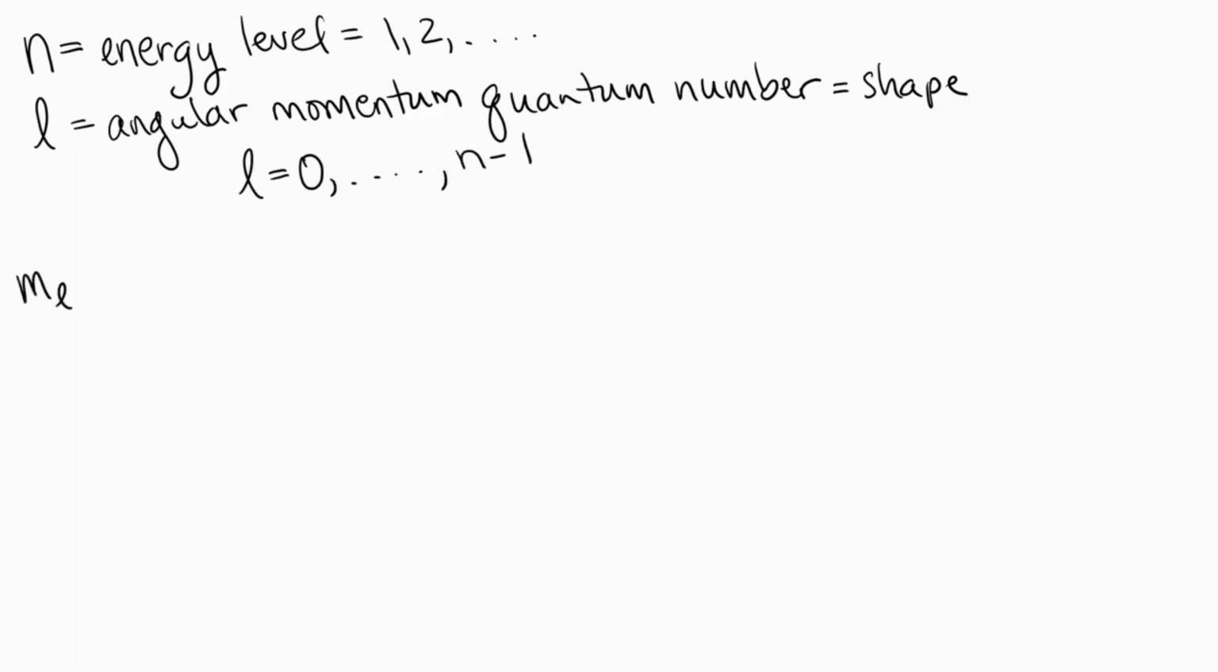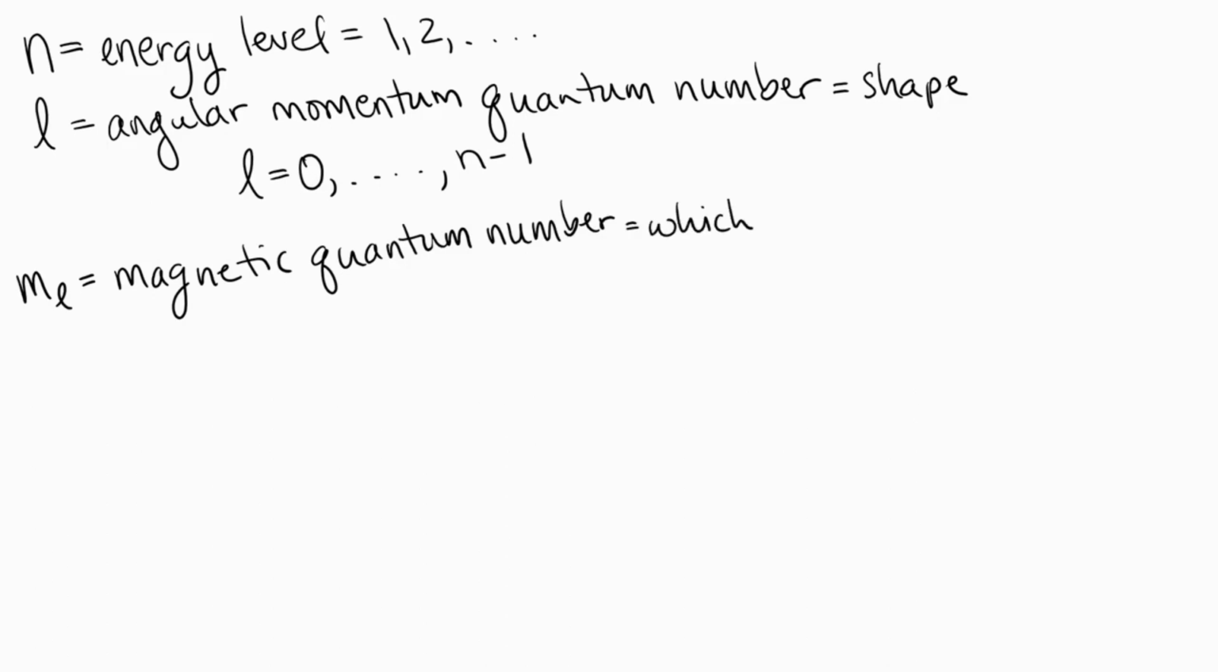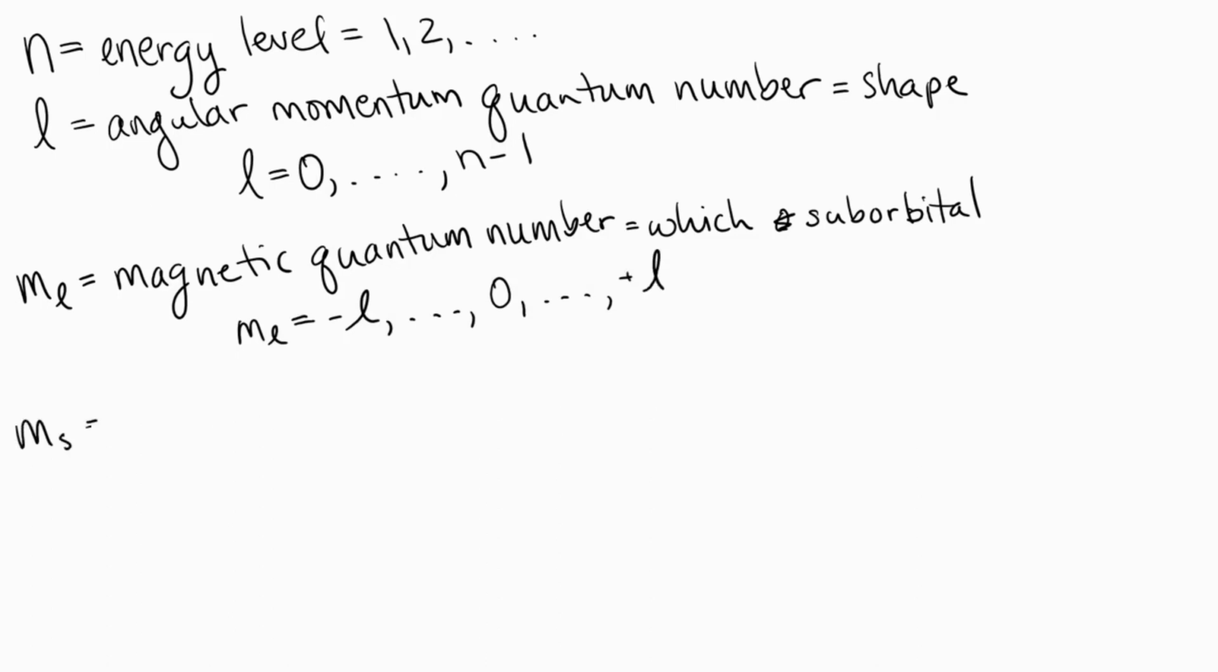Our next value is m sub L, which is our magnetic quantum number. And that tells us which suborbital our electron lives in. And our values for m sub L are negative L all the way up to 0, all the way up to positive L.